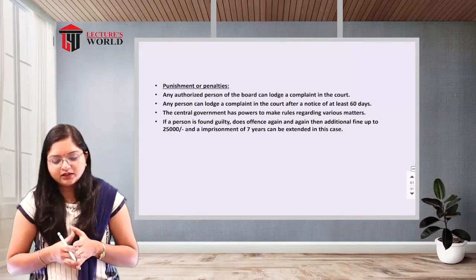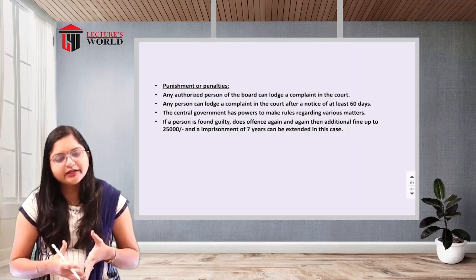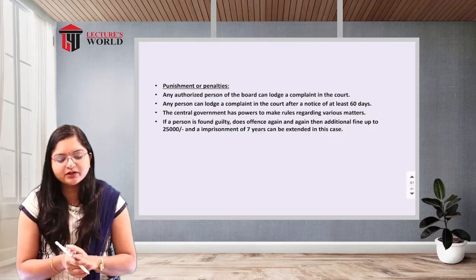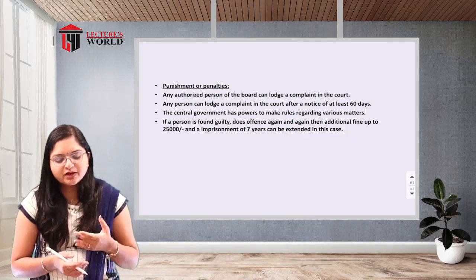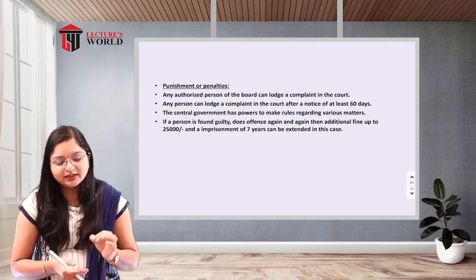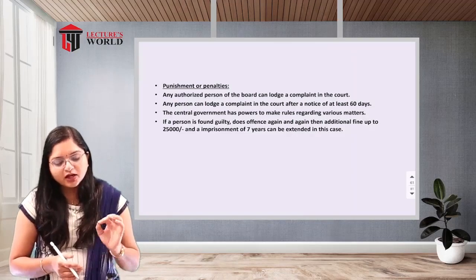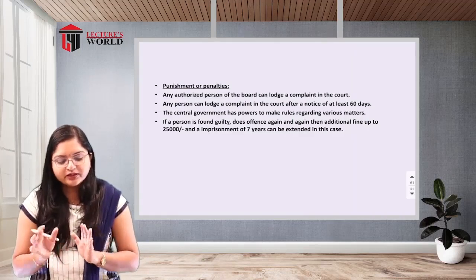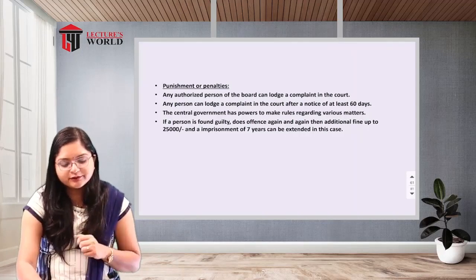Then, punishment and penalties. Any authorized person of the board can lodge a complaint in court. Any person can lodge a complaint in court after a notice of at least 60 days. The central government has power to make rules regarding various matters. If a person is found guilty and commits the offence again and again, then an additional fine of up to rupees 25,000 and imprisonment of up to 7 years can be extended in these cases. So this is the punishment if the person is found guilty.